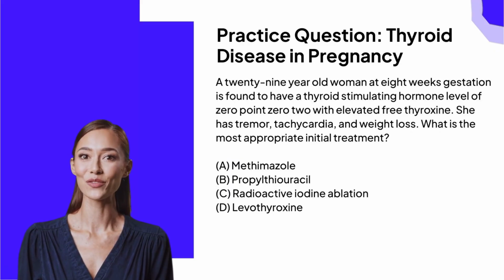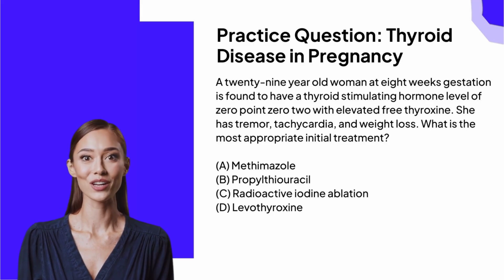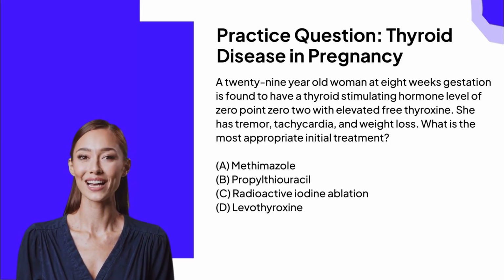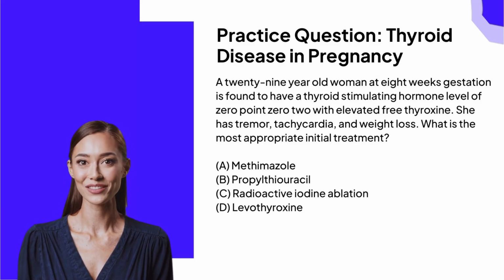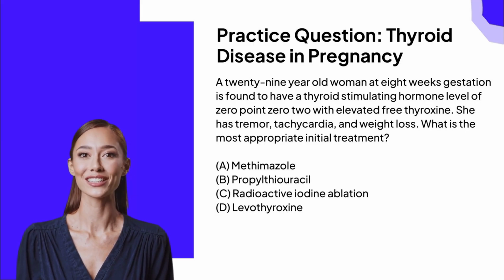Here is another practice question. We have a 29-year-old at 8 weeks gestation with a very low thyroid-stimulating hormone and an elevated free thyroxine. She has tremor, tachycardia, and weight loss. What is the best initial treatment? Pay close attention to the gestational age in this question, because it changes the answer.